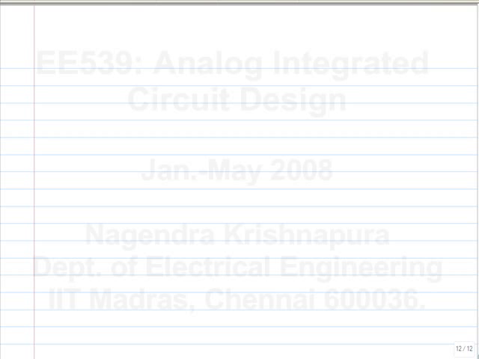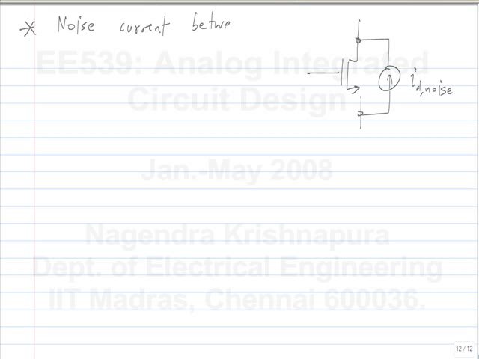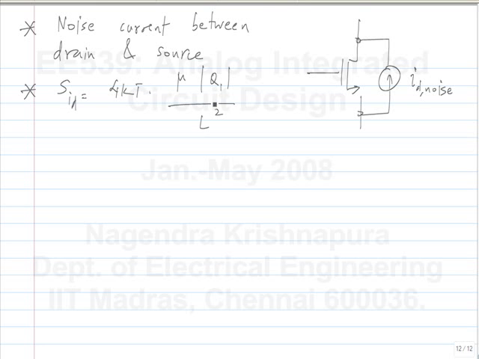So the bottom line is the noise of a MOSFET can be modeled by a current source between the drain and source. And the spectral density of this current is 4 kT times the mobility times the inversion charge divided by L square.